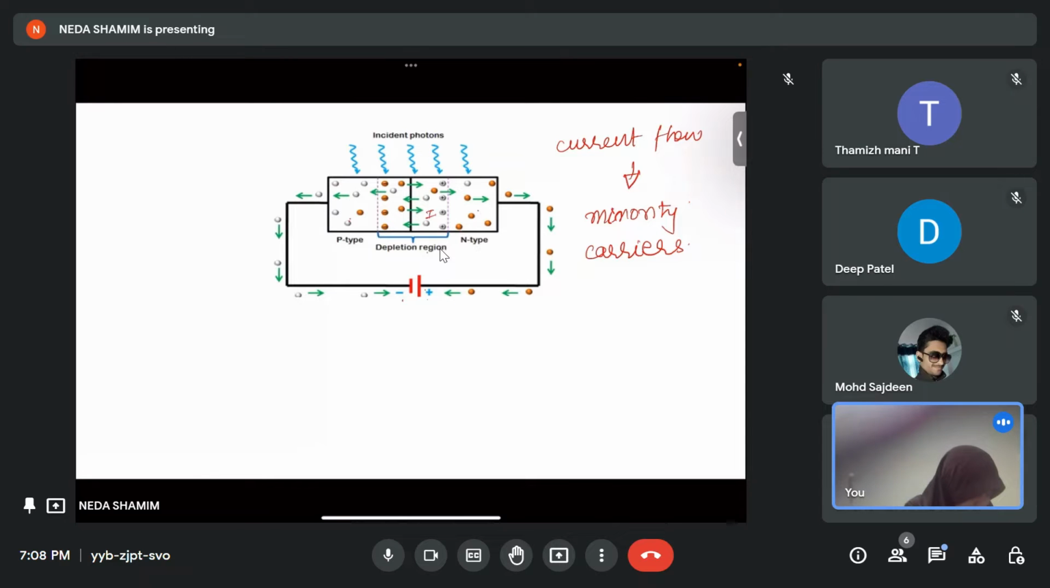So I hope you understand that when the incident light increases, then more and more current will flow in this. As you can see from this diagram, it's quite visible. And can you tell me which will be the direction of the current flow? Will it be from this side to this side or this side to this side? N to P or P to N?